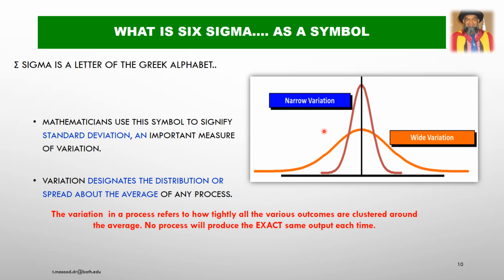The variation in the process refers to how tightly our outcomes are clustered around the average. No process will produce the exact same output each time. When you have different samples of your data, it does not mean each time you receive the same level of accuracy. So exactly, no process will produce the exact same output each time. Each time it will show some deviation or variation.